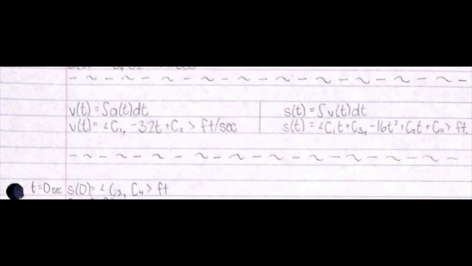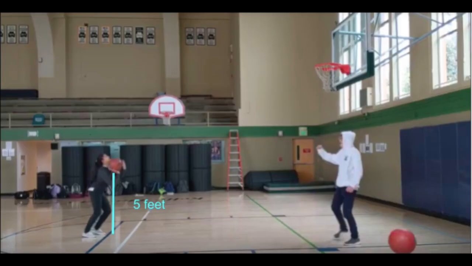The easiest ones to find are c sub 3 and c sub 4, because those are the values of the basketball's initial position, and we can isolate those values by plugging in t equals 0 seconds. In order to find that, we have to look at the initial position of the basketball. So looking at this picture, x of 0 is 0 feet and y of 0 is about 5 feet. This means c sub 3 equals 0 feet and c sub 4 equals 5 feet.